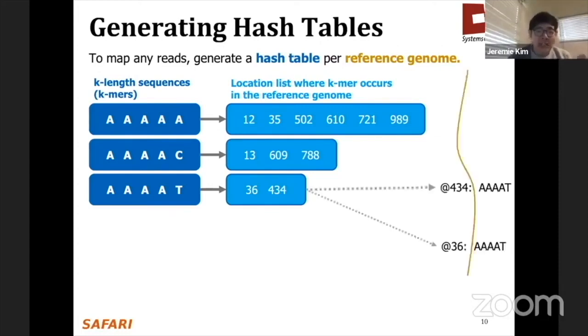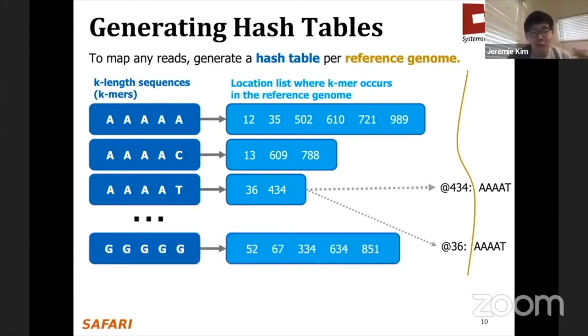So we can query this hash table to get the substrings from the reference and localize our approximate string matching to those regions rather than looking at the entire reference. And so this hash table based method makes things very fast.